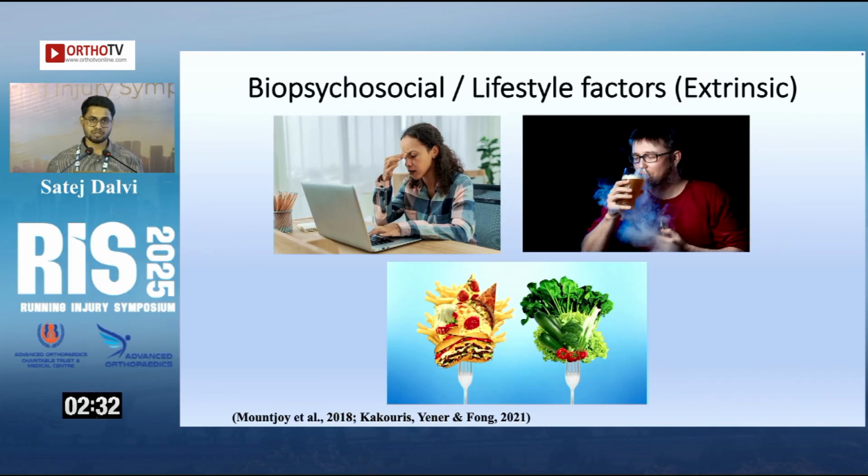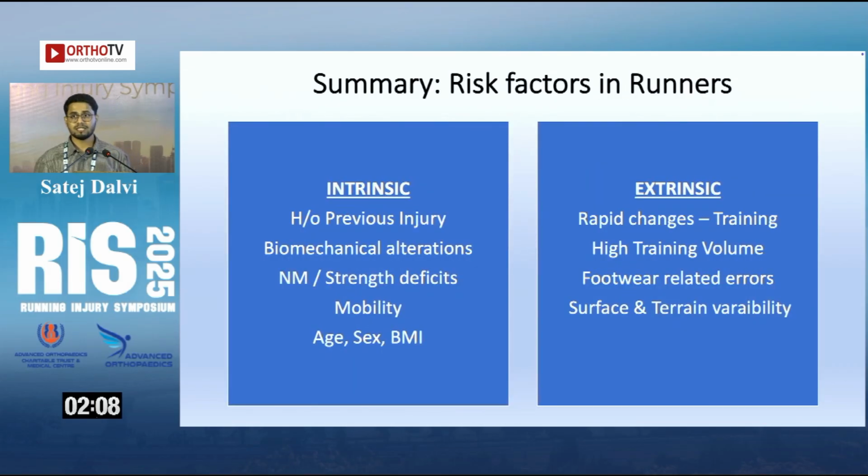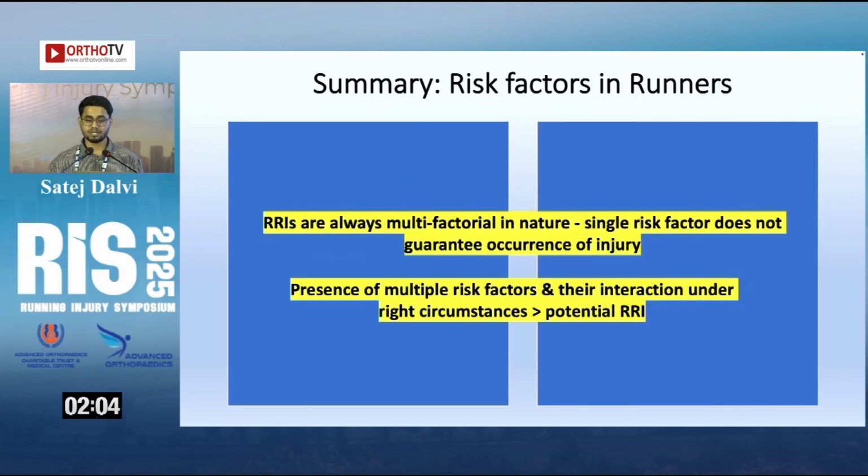Poor or inadequate nutrition will affect your energy availability. If someone comes in with low levels of vitamin D3 or B12, or you run a hormonal profile and see iron deficiencies, it's something you need to look into. What it essentially does is impair bone turnover and tendon adaptation, and hence increases the risk of tissue breakdown.